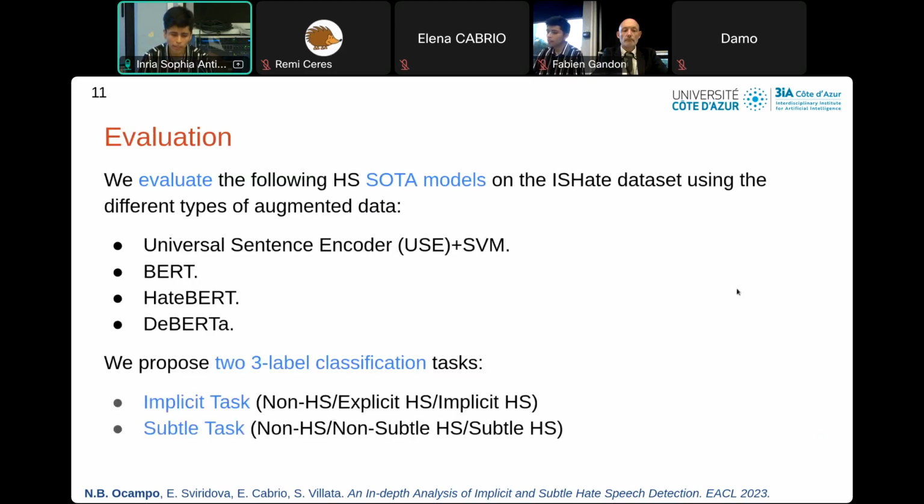So for the evaluation, we tested state-of-the-art models on the task of implicit and subtle hate speech detection. We had a 3-level classification for this: non-hate speech, explicit, and implicit; and non-hate speech, non-subtle hate speech, and subtle hate speech.